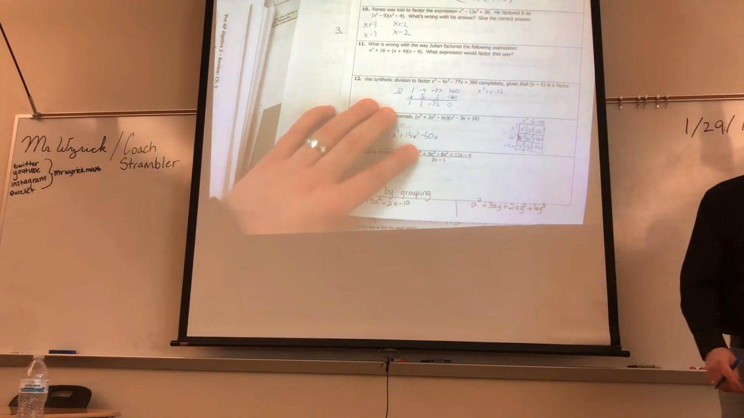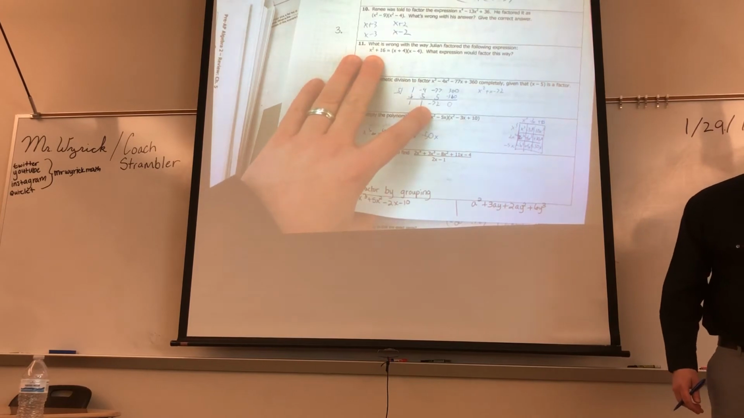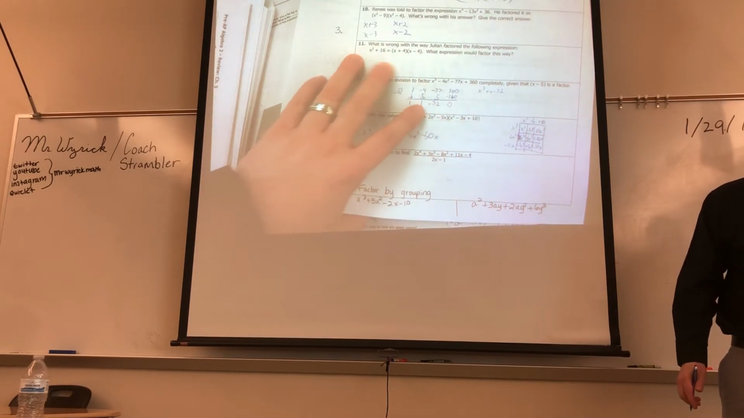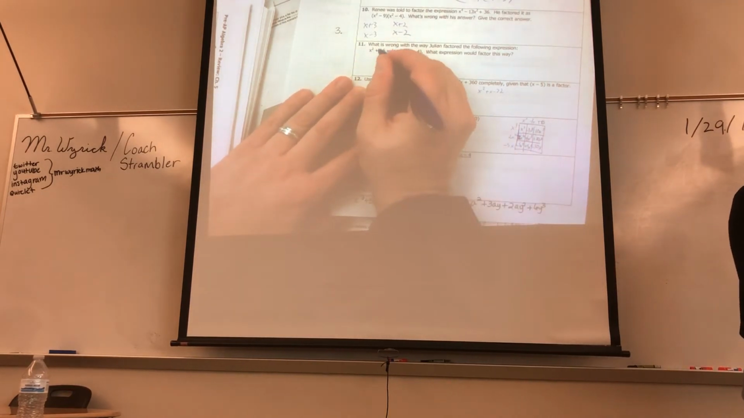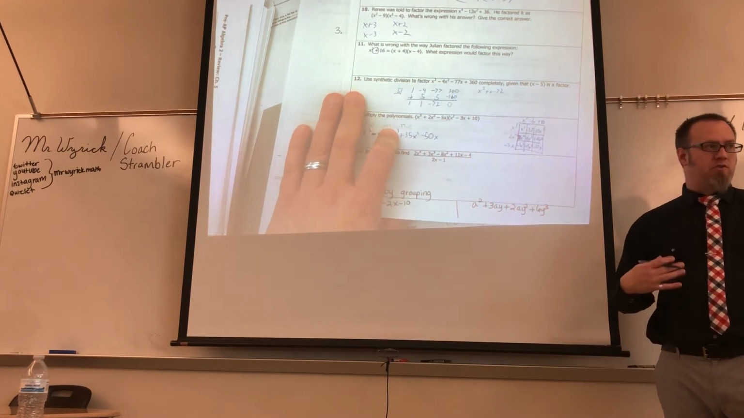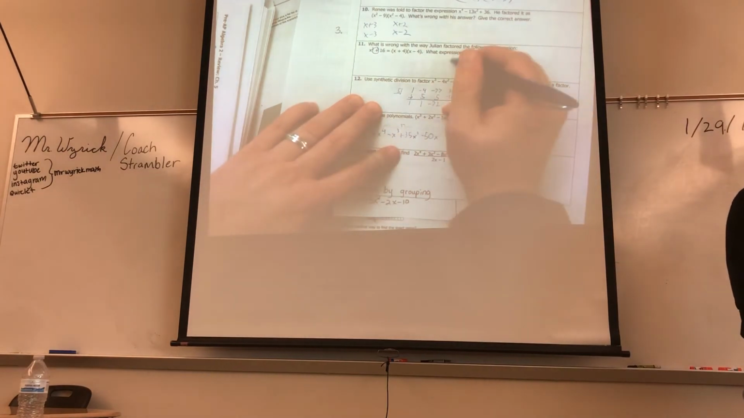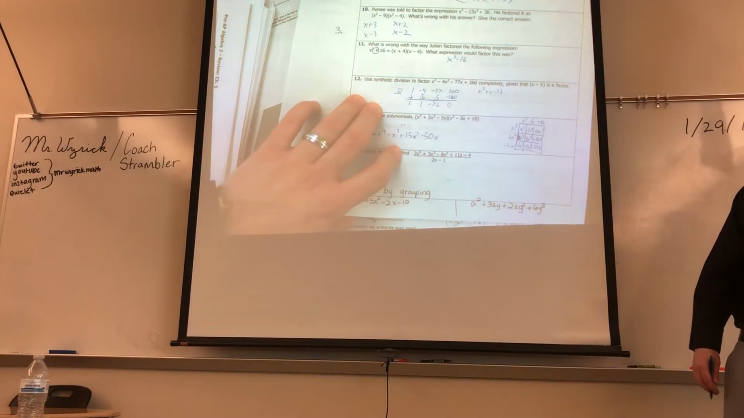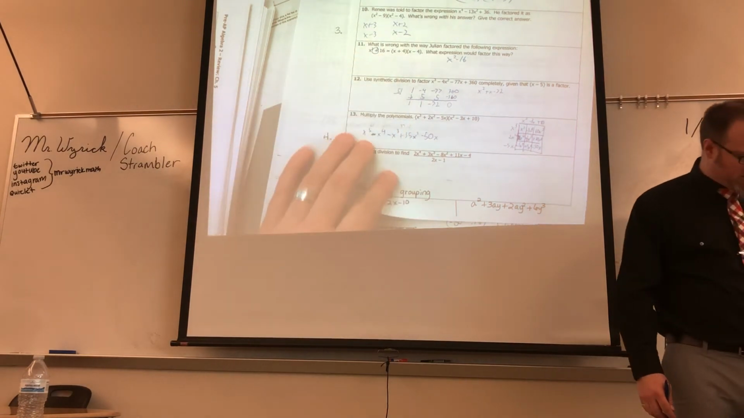What's wrong with the way Julian factored the expression x squared plus 16 is equal to this? It won't factor like that because this is the sum of squares instead of the difference. Difference of squares factors, sum doesn't. X squared minus 16 would factor like that. Okay, but this one's not going to factor at all.